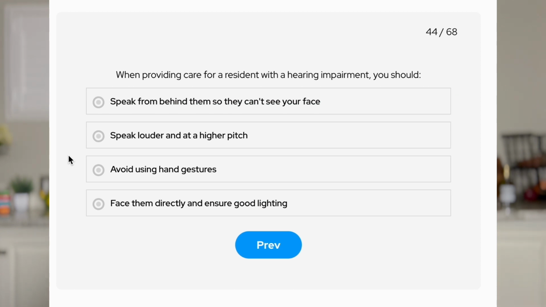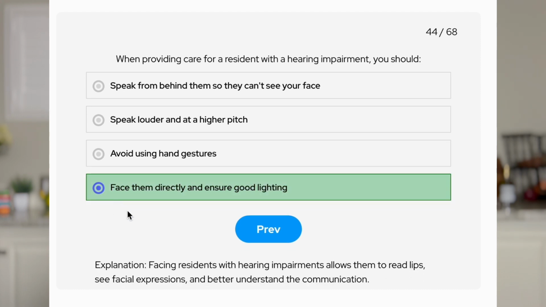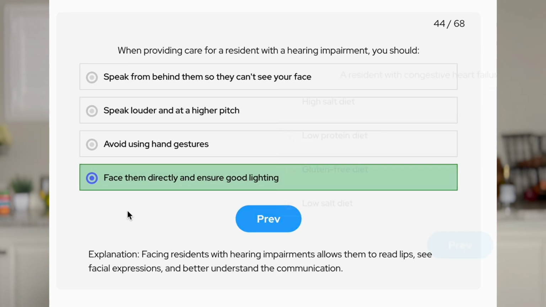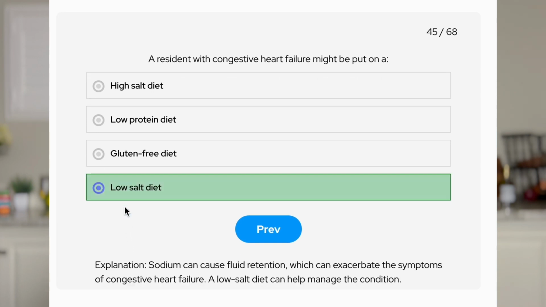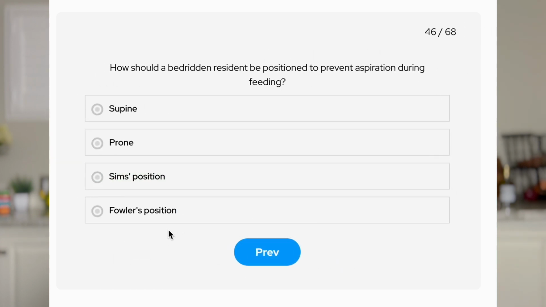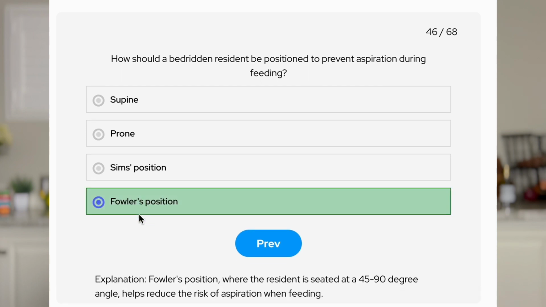When providing care for a resident with a hearing impairment, you should face them directly and ensure good lighting. A resident with congestive heart failure might be put on a low-salt diet. How should a bedridden resident be positioned to prevent aspiration during feeding? Fowler's position.